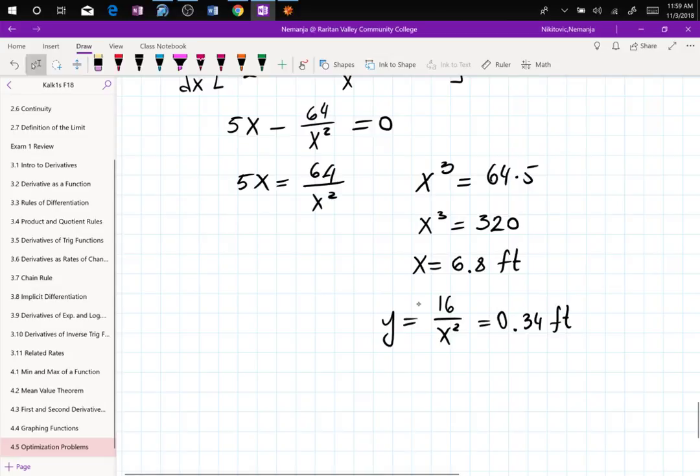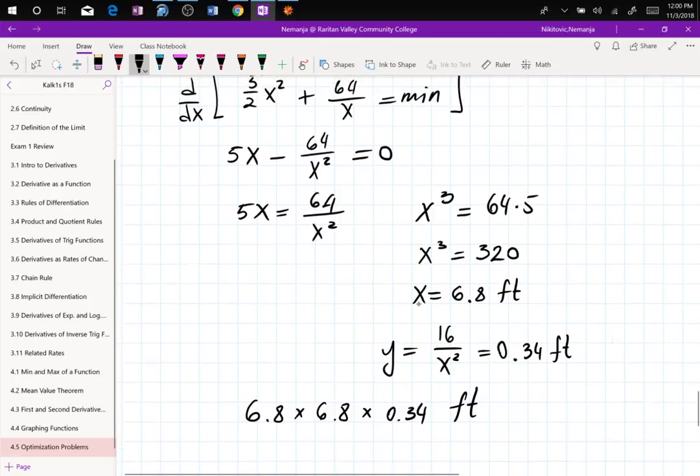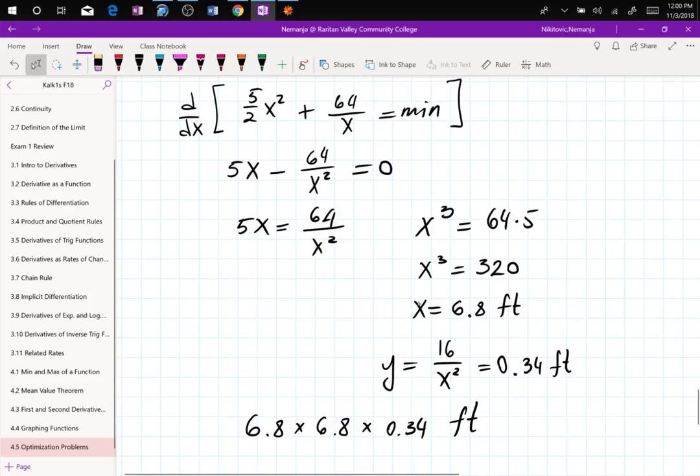So dimensions are, this box is almost 7 by 7 by 4 inches. 7 feet by 7 feet by 4 inches. I don't like it, but that's what we got. 6.8 by 6.8 by 0.34 feet. I hope all the calculations went well. Oh, 64 was supposed to be divided by 5. There we go. 64 divided by 5.